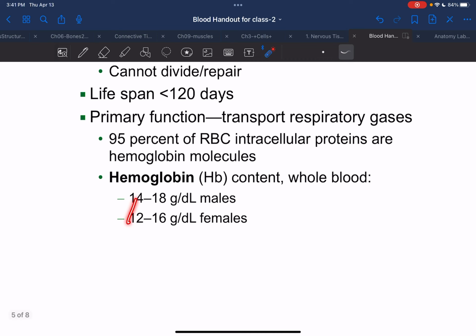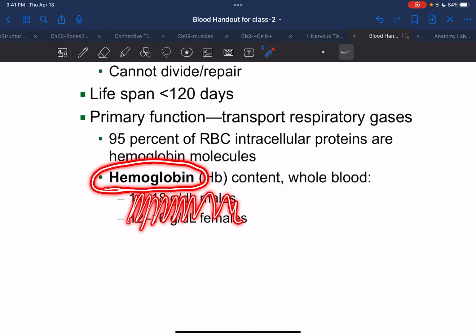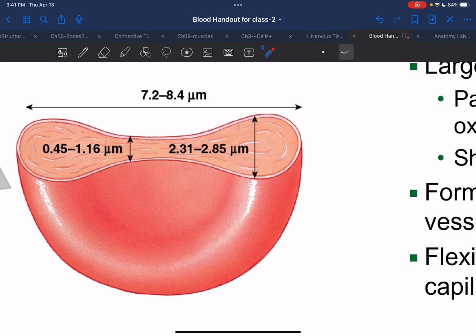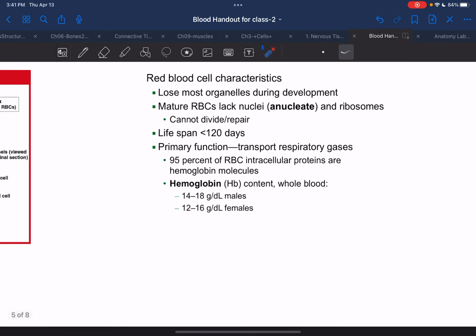And this, you do not need to worry about this concentration here, but hemoglobin is the main component of red blood cells. In other words, there's a little tiny carrier protein here that carries around oxygen. And that's called hemoglobin.